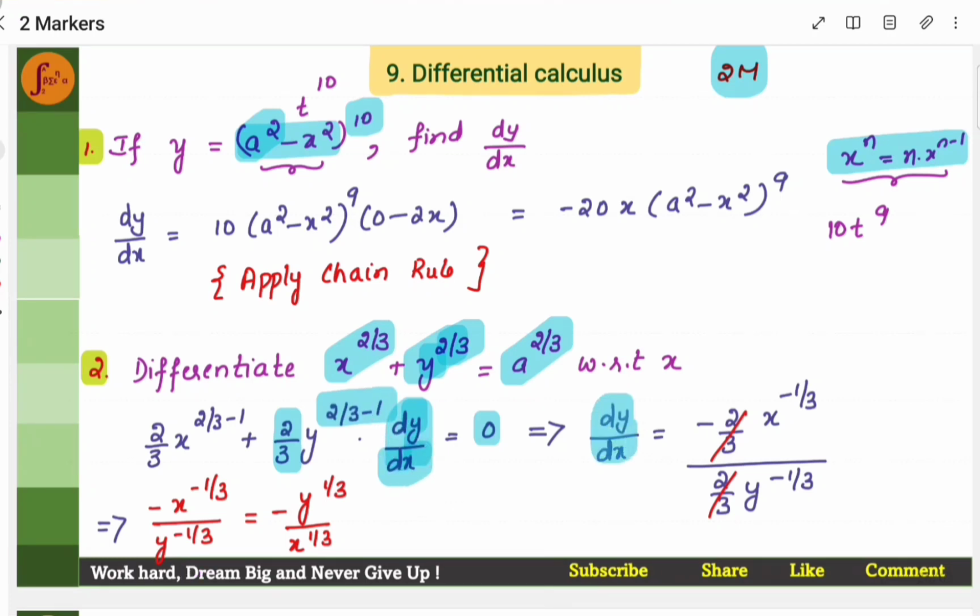Now you just get dy by dx and shift all the other values to the right hand side. You will get this particular expression. Whenever you have a negative power, you can bring it to the other side so it becomes positive. So x to the power minus 1 by 3 will become x to the power 1 by 3, and y to the power minus 1 by 3 will become y to the power 1 by 3. You can take this to the top and bring this to the bottom. That way the powers will become positive.